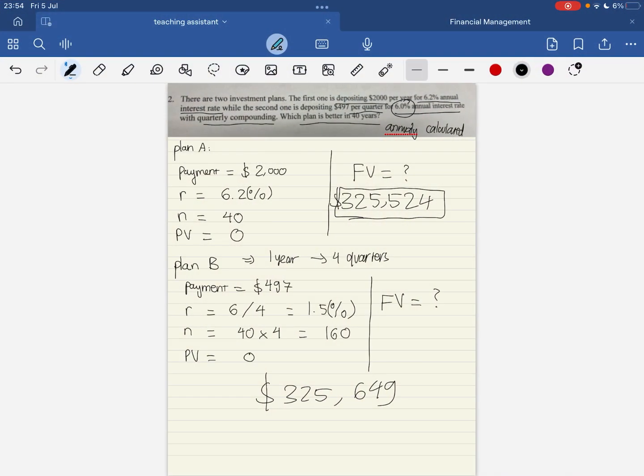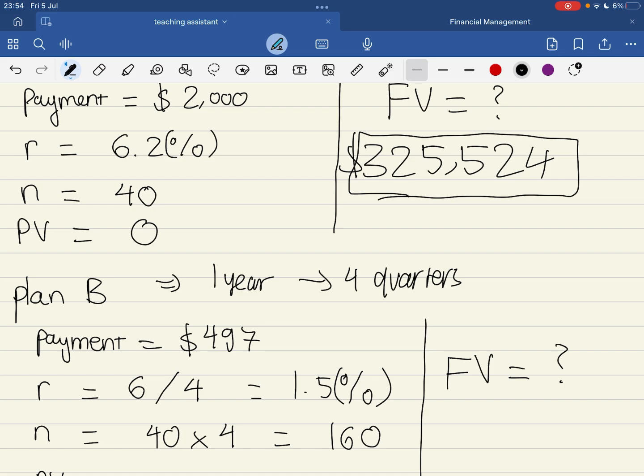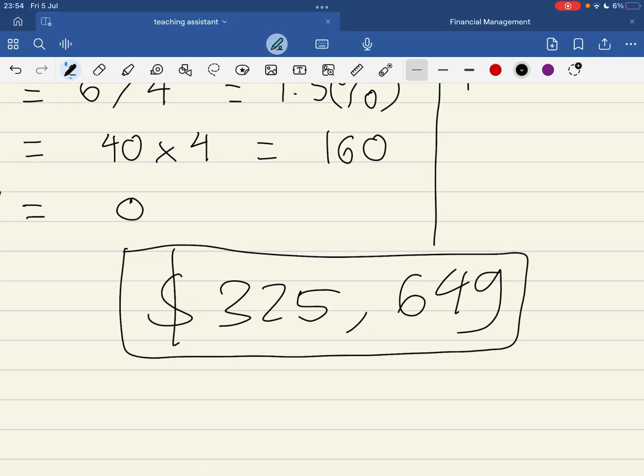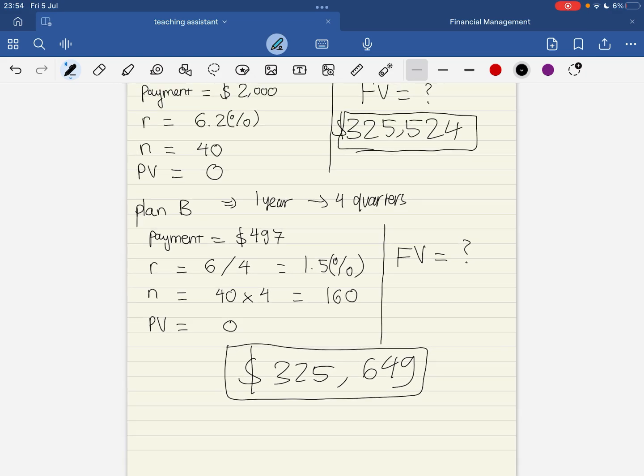Lastly, we have to compare which plan is better. Take a look at these two numbers, future value of plan A and future value of plan B. We can clearly see that plan B has higher future value than plan A. So therefore, the final answer is plan B should be our investment criteria, and we choose plan B as our investment.